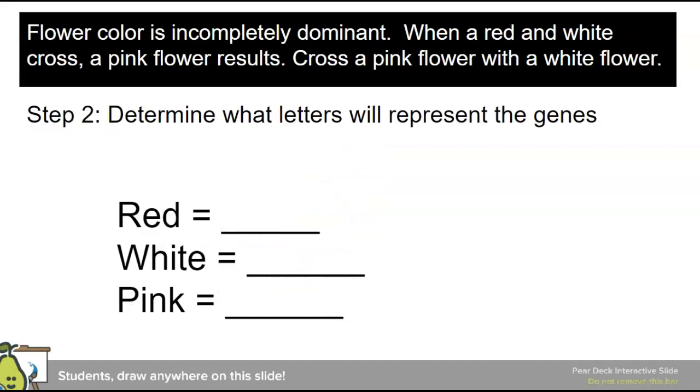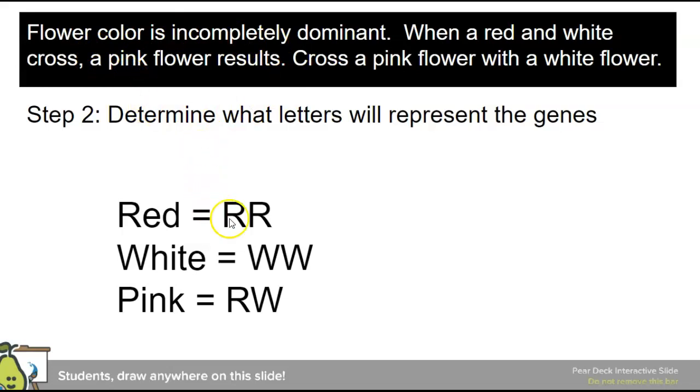Step two, determine what letters will represent the genes. So just like in our example, remember, we're going to use two different letters. So it says for red, so we'll use a letter for red, and then white. And then the blend is going to be a combination of those two. So in this example, red, we would have big R, big R, white, big W, and then pink is a blend, R and W.